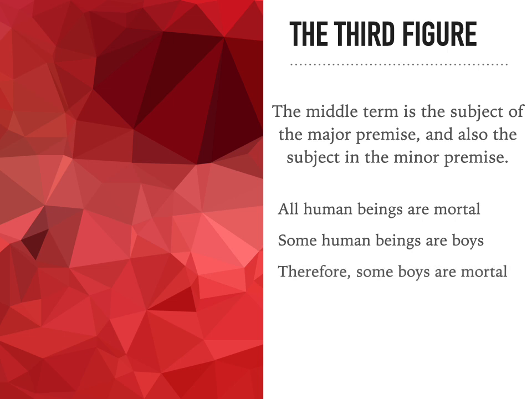The major term is mortal because it's the predicate of the conclusion. The minor term is boys because it is the subject of the conclusion, which means human beings is my middle term. We see it's the subject of both the major and minor premise. It is a sub-sub.